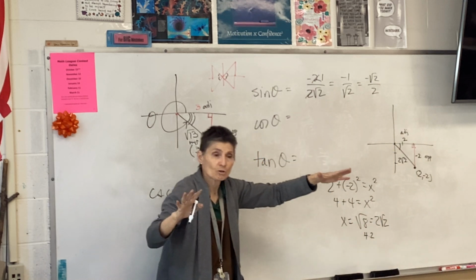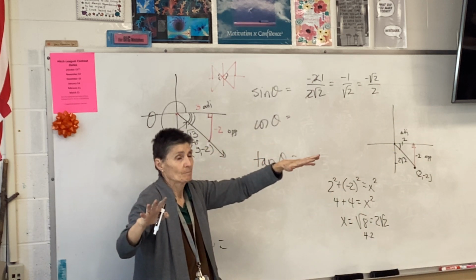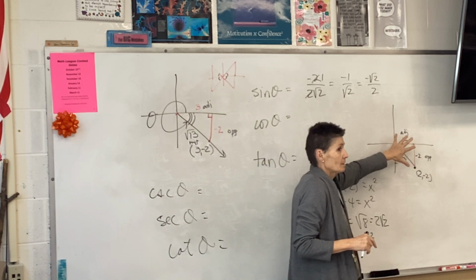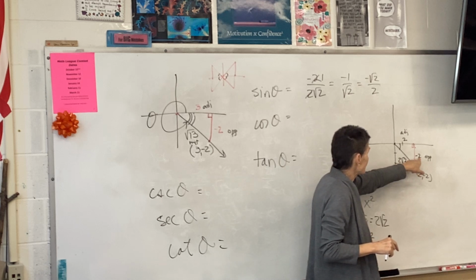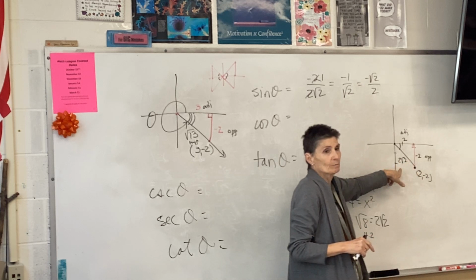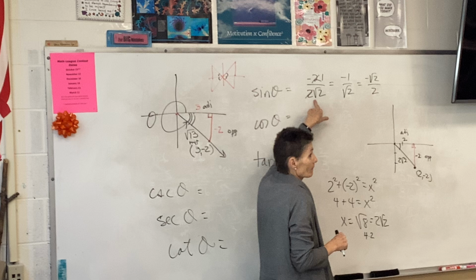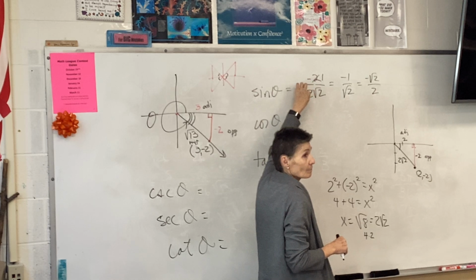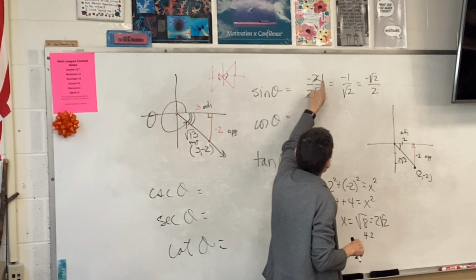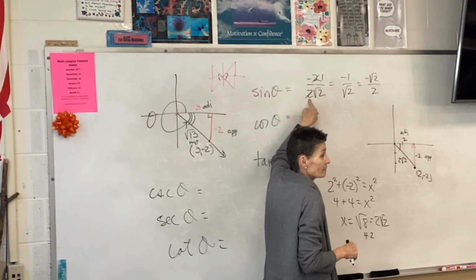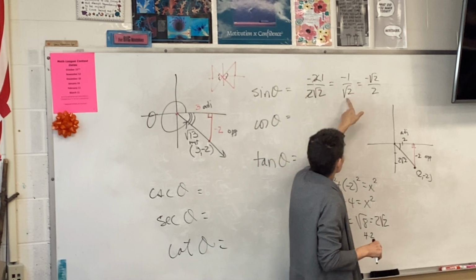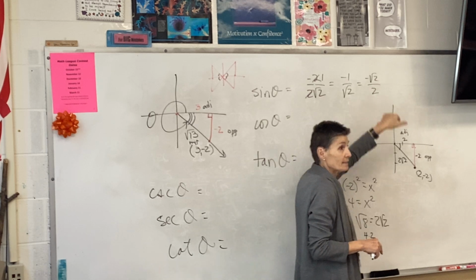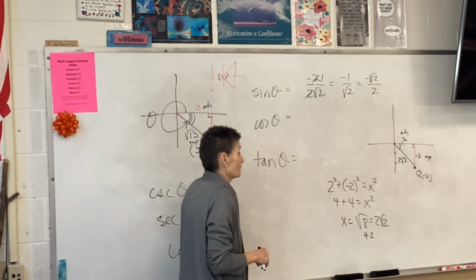All right, now let's just make sure no one got lost in that. Here is my picture. Would you agree the sine is negative 2 over 2 root 2? Those 2's cancel. So that makes that a 1 and that a 1. So I have negative 1 over 1 root 2. And then I rationalize that and get negative root 2 over 2.